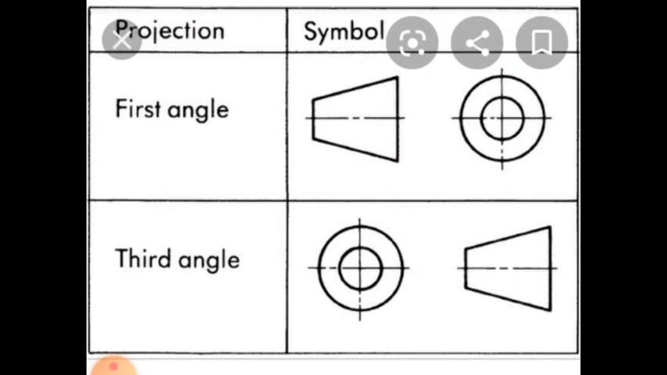Now these are what? The symbols of first angle and third angle projection, which is in our note as well, so you can take down a diagram when copying the notes.